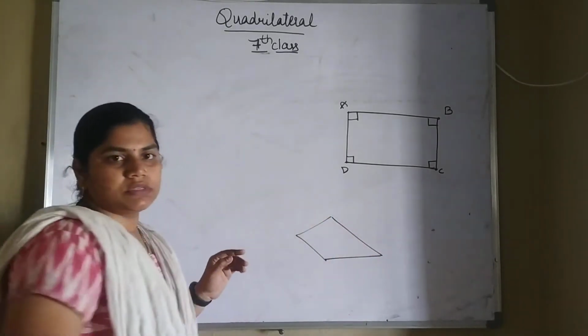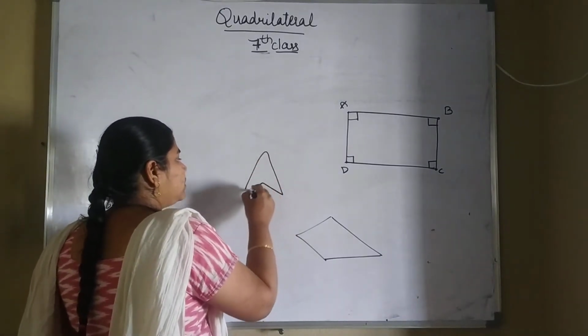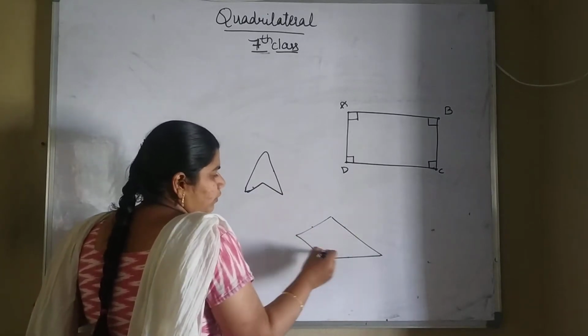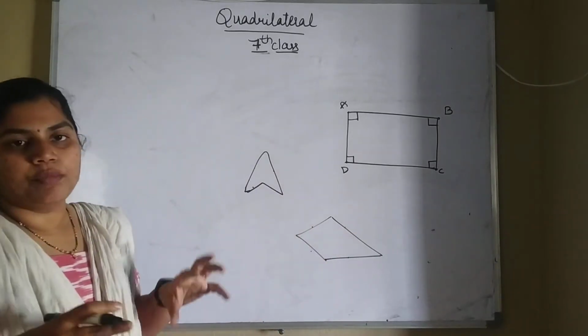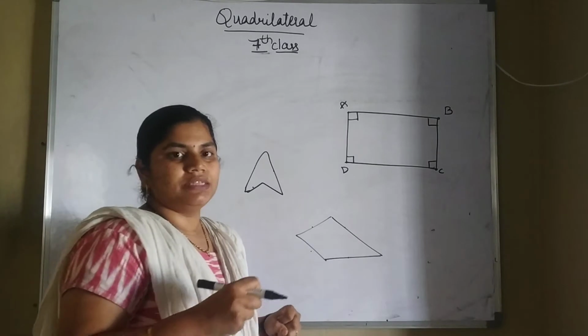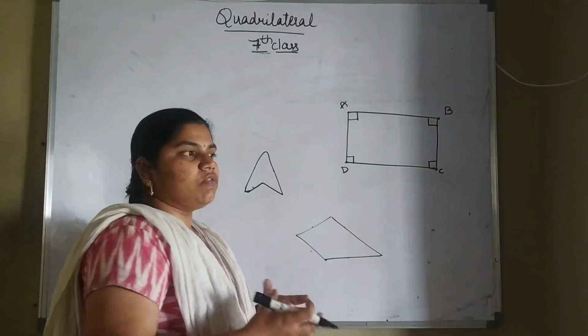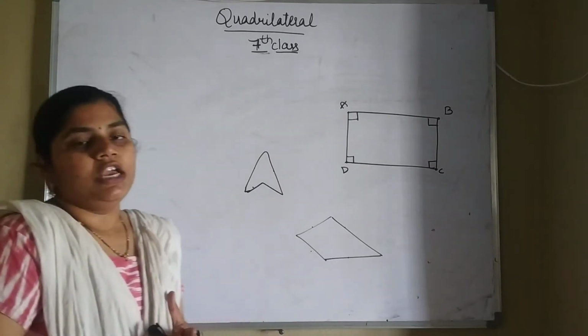It can be like this or it can be like this. How many line segments are there? 1, 2, 3, 4. 1, 2, 3, 4. So a quadrilateral is formed with 4 line segments. Any figure formed with the help of only 4 line segments, we will call it a quadrilateral.